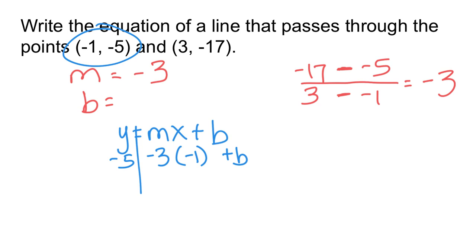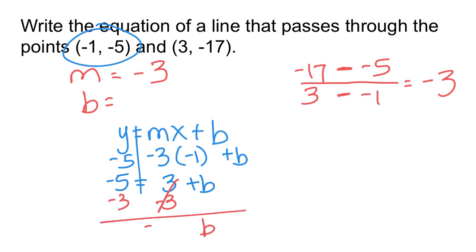Again, I put the x as negative 1 because the negative 1 is in the x position of the coordinate. So negative 1 has to go here where the x is. The negative 5 that's in the y position goes here where the y is. That's a common mistake for people to mess up, so I just want to make sure we're clear on how that works. And then I multiply. Negative 3 times negative 1 is positive 3. Bring down my negative 5. And then to get b by itself, I just subtract the 3. So b is negative 8. And so my equation is y equals negative 3x minus 8.